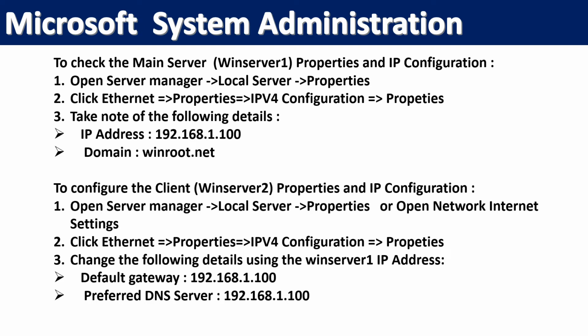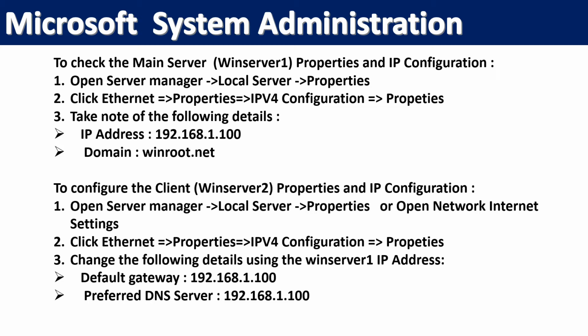In this activity, first we need to check and get the information about the Ethernet properties and IPv4 configuration of our main server. We have to take note of the IP address and the domain name of our main server. In this example, the IP address is 192.168.1.100 and the domain is winroot.net.